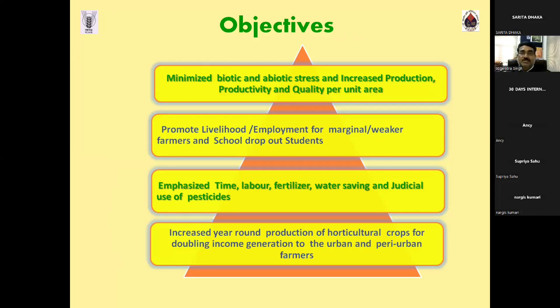We can see here the objectives of this program. Minimize biotic and abiotic stress and increase production, productivity and quality per unit area. Promote livelihood and employment for marginal weaker farmers and school-dropout students. Emphasize time, labor, fertilizer and water saving and judicious use of pesticide, and increase year-round production of horticultural crops for doubling income of urban and peri-urban farmers. These are the four objectives we can use for protected cultivation technology.